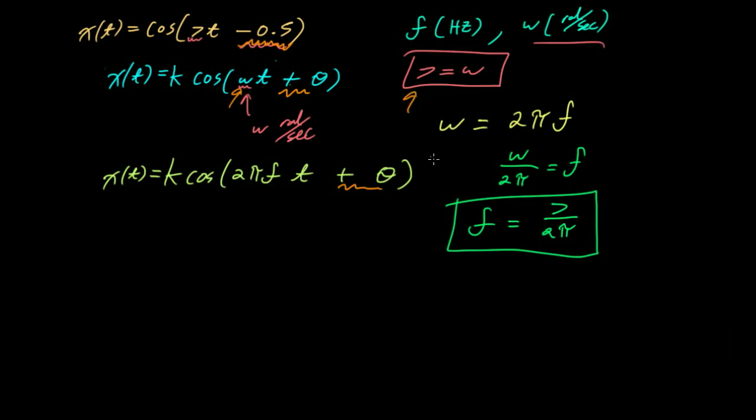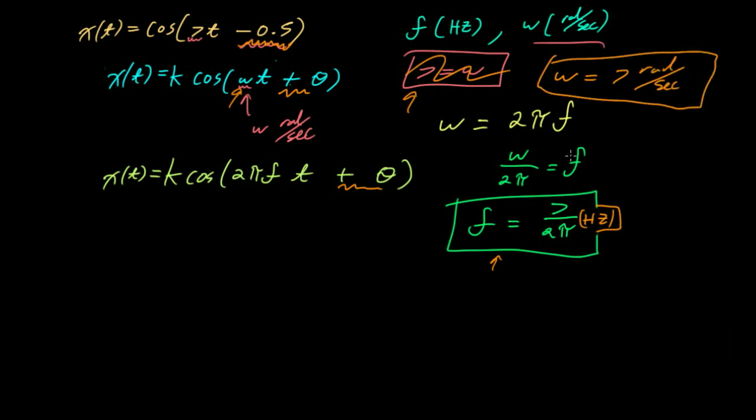Our omega is 7. Our frequency is 7 over 2 pi. Oh, and I should also say this is 7 over 2 pi hertz. And let me rewrite this: omega is equal to 7 radians per second. So we have all the correct units.